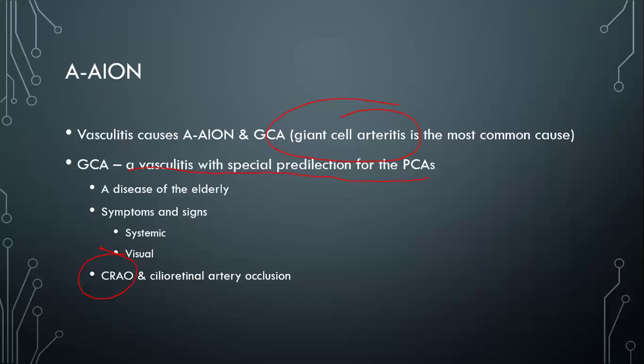But the side note about it here is that if you see central retinal artery occlusion, then you have to think about giant cell arteritis, because the central retinal artery can come off the ophthalmic artery.